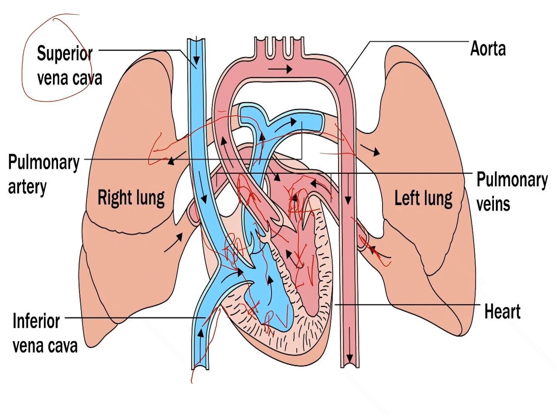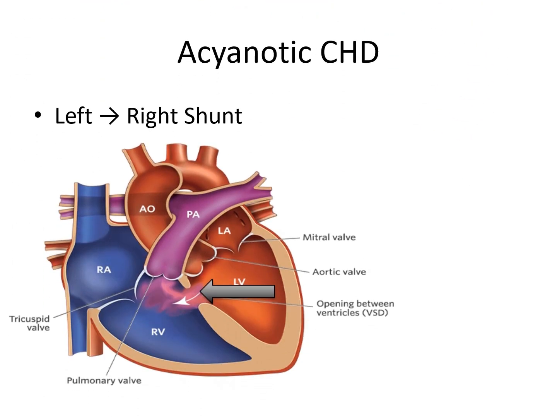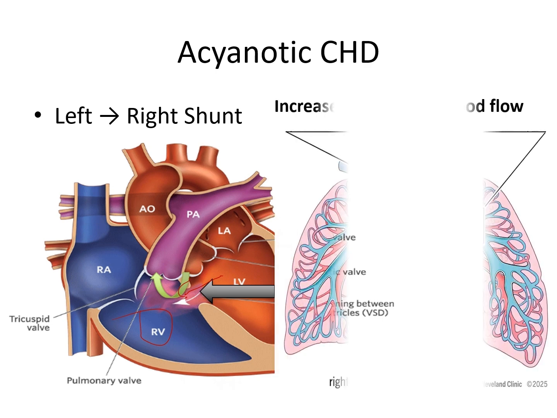So now let's go to congenital heart disease. The basic mechanism of acyanotic congenital heart disease is that oxygenated blood from the left heart goes into the right ventricle or right heart. As we can see here, there is a defect, and due to the pressure difference between the left ventricle and right ventricle, it causes pulmonary over-circulation without evidence of initial cyanosis.